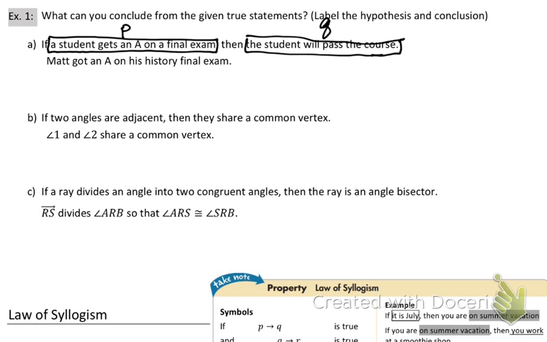So then it says Matt got an A on his history final exam. What does that mean for Matt? That he passed. Because this makes the hypothesis true. That makes the hypothesis true. So that statement makes hypothesis true, makes P true. So that's going to lead us to the conclusion. So we can conclude that Matt passes the course. Or Matt passes, I guess we could say history.